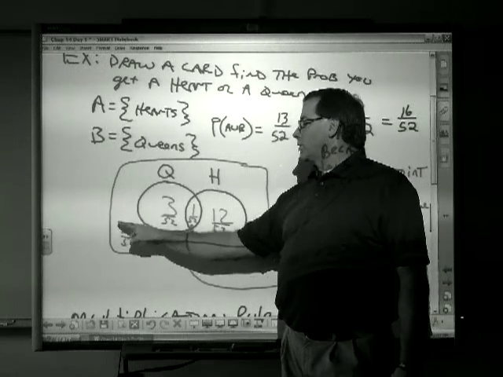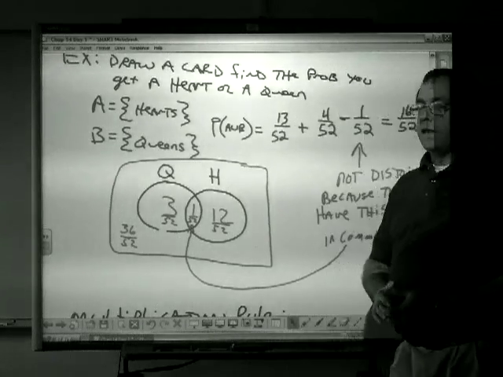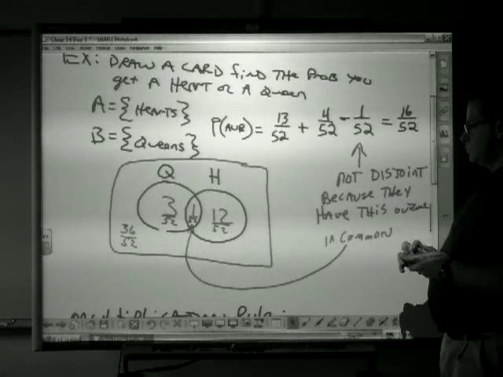All right? On the outside of the Venn diagram is anything that's not in here. And there are 36 other cards out of 52 that are not queens or hearts.